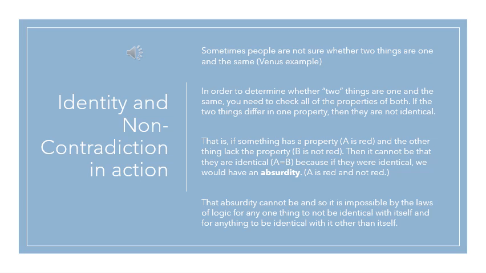Now, how does identity get used? Well, generally it gets used in conjunction with the law of non-contradiction, and here's how. So sometimes there's cases in which there are seemingly two things, and people really aren't sure if they're the same thing, right? So there's this classic example about the planet Venus, right? Back in ancient times, before anyone knew that Venus was a planet and thought it was a star.